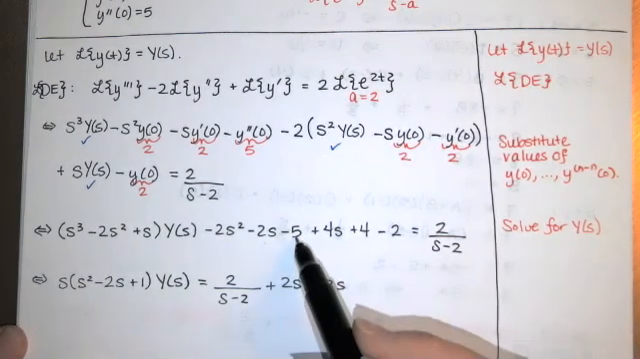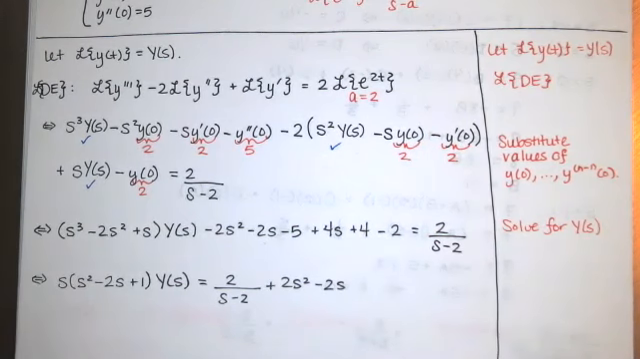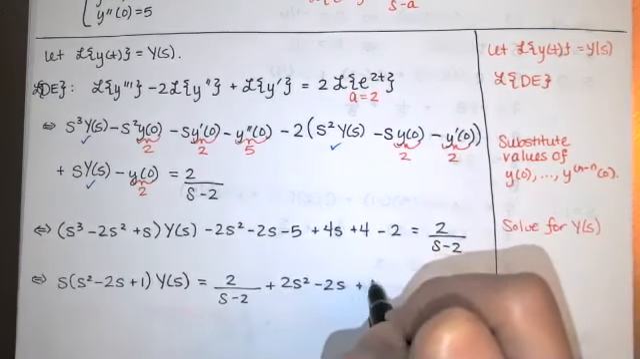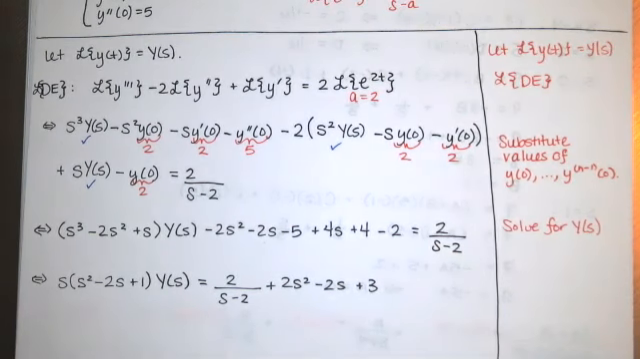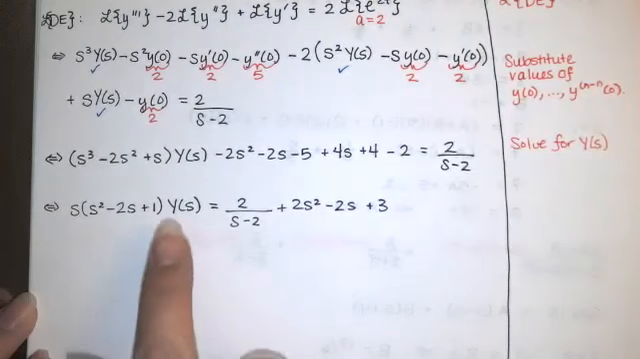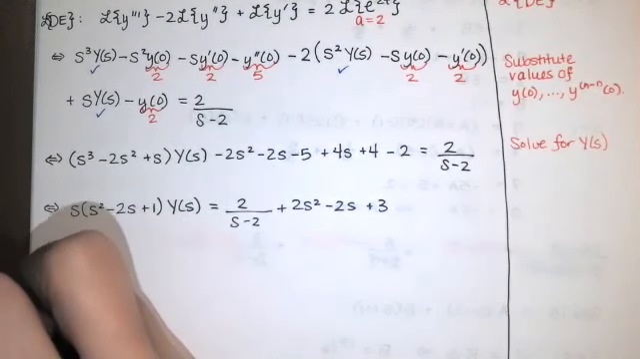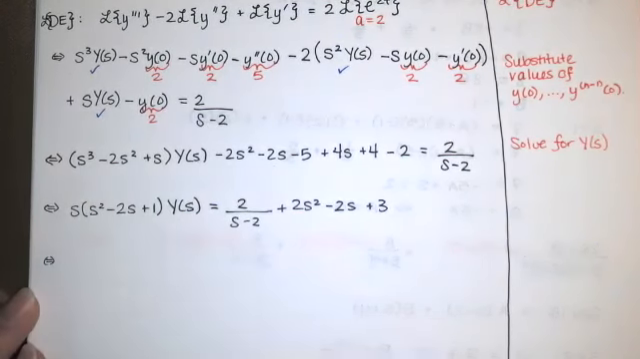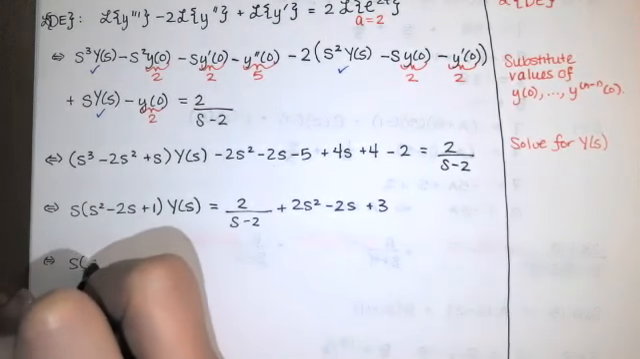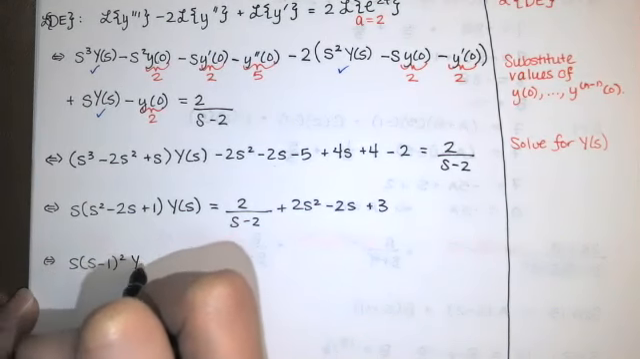And then you've got negative 5 minus 2 is negative 7. Negative 7 plus 4 is negative 3. So I've got negative 3. Add that to both sides. You're going to have positive 3 on the right-hand side now. And we're really close to getting y of s by itself. I would continue to factor that. This is s minus 1 times s minus 1. So you could write that as s minus 1 squared times y of s.